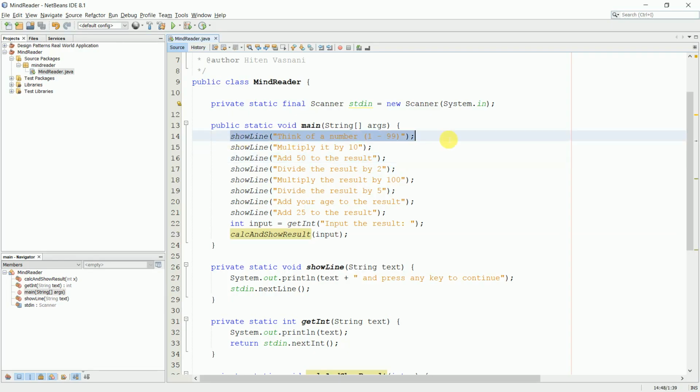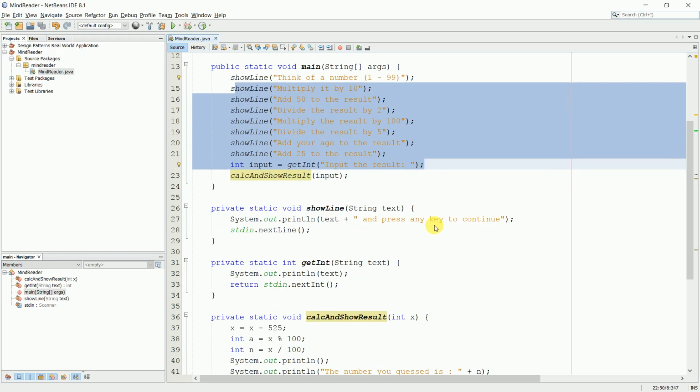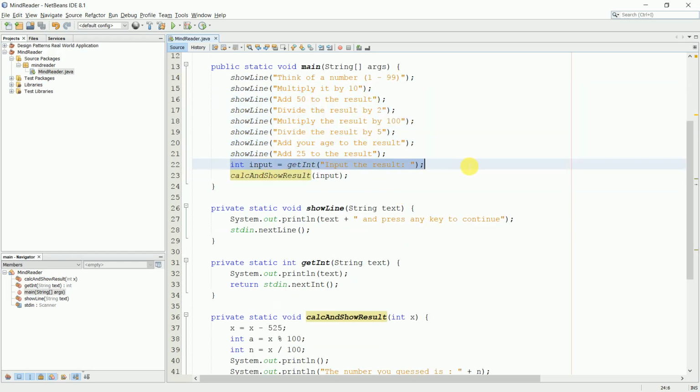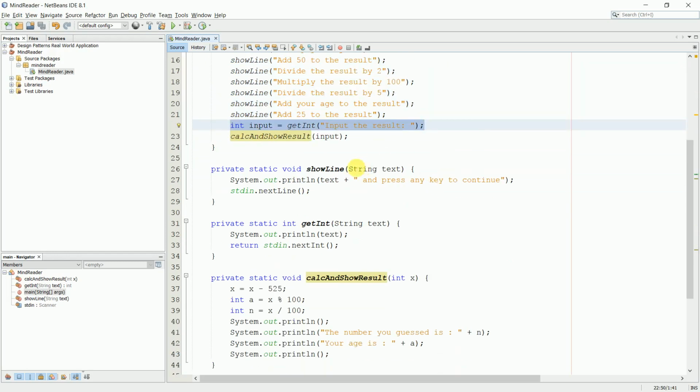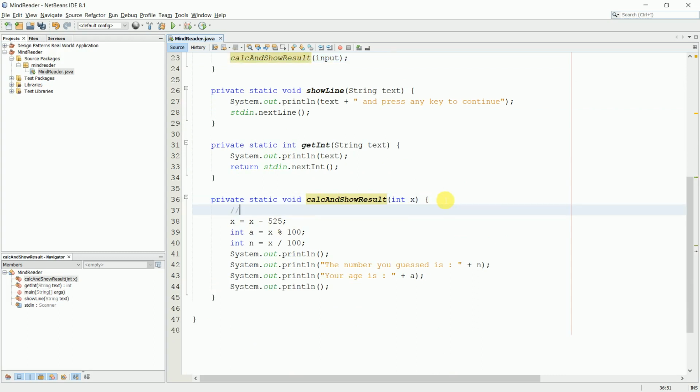It tells them to think of a number, multiply it by 10, and all those steps we saw earlier. And then we ask them to input the final result, and then we calculate and show the result. As we remember, our equation was 100n plus a plus 525.